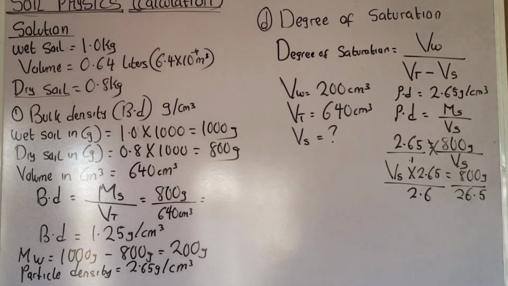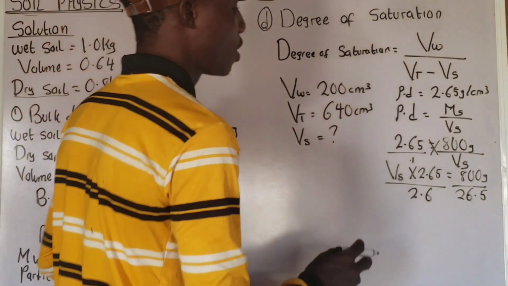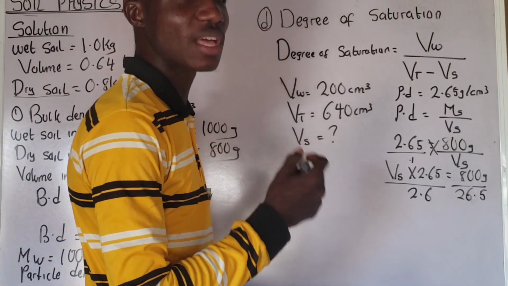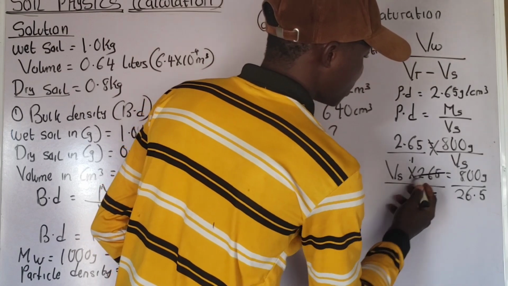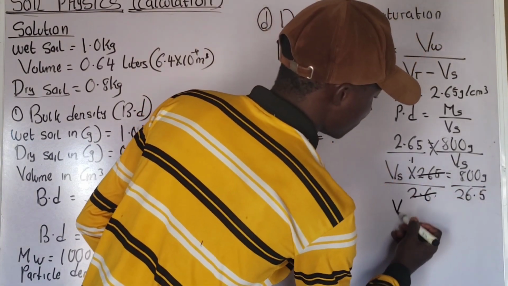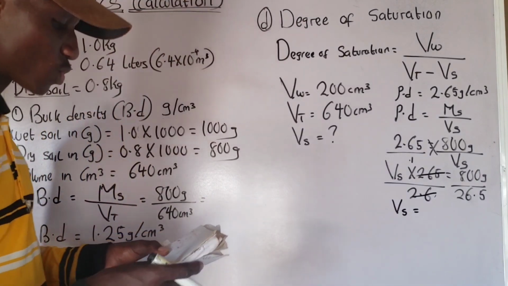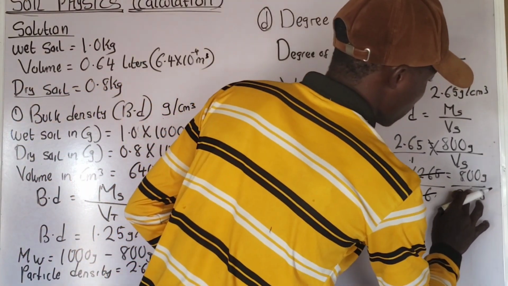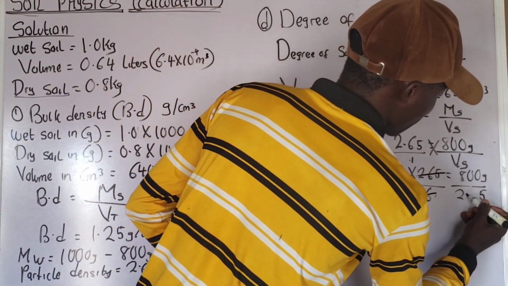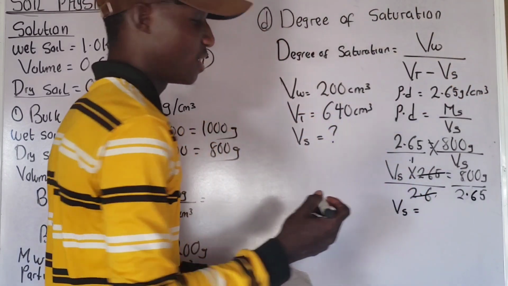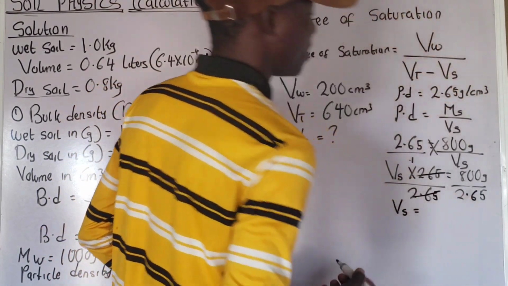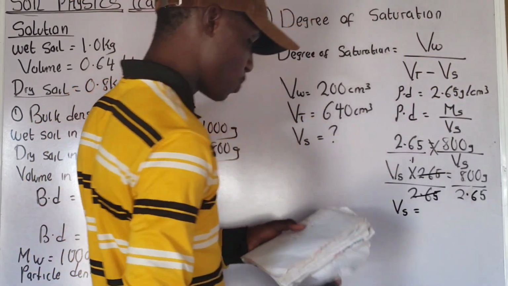You're going to understand. Now, I'm going to divide both sides because I want to determine the volume of the soil. So this will cancel this. So I'm going to have the volume of the soil equal to 800 grams divided by 2.65. Okay? This is 2.65. Now, 800 grams divided by 2.65.